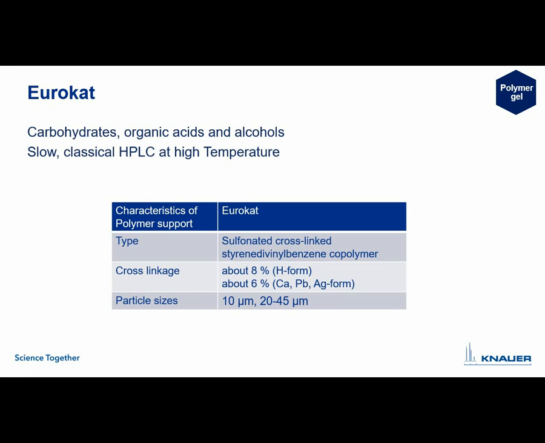KNAUER's column family for this kind of analysis is Eurokat. They are running, as I told you, at slow methods, at classical HPLC. It's nothing for UHPLC, and you need a high temperature. The polymer gel itself is a sulfonated cross-linked styrene divinylbenzene copolymer. The cross-linkage that defines the pores of the material is about 8% for one form, the H form, and all other forms have 6% cross-linkage. So these have a little bit larger pores than this one, and you can get it in different particle sizes.